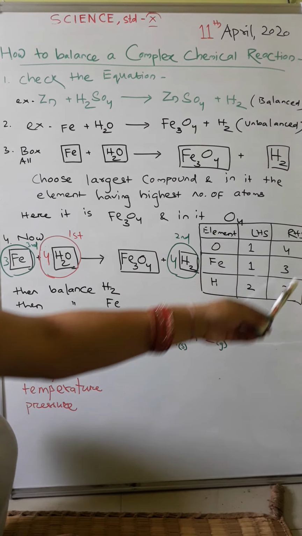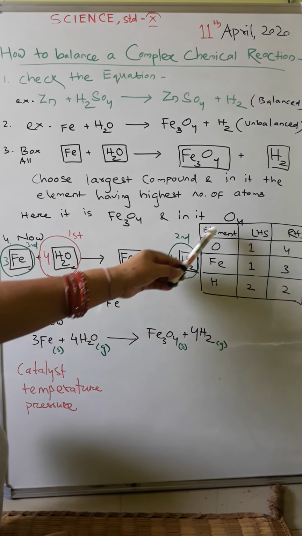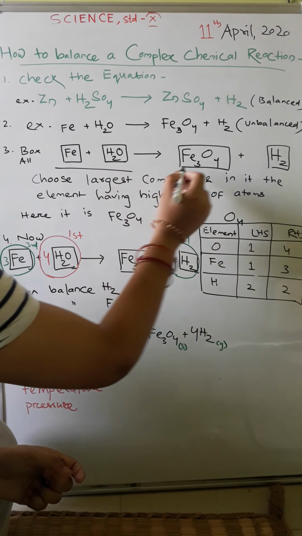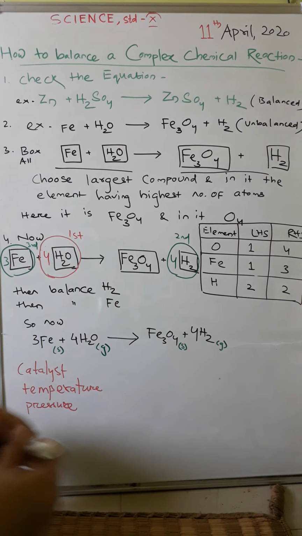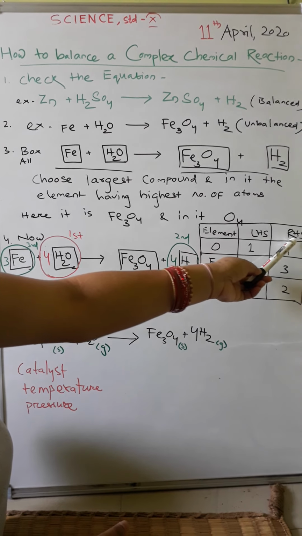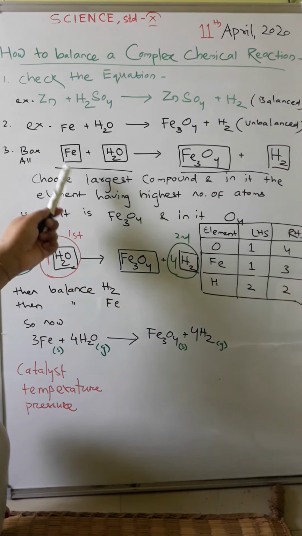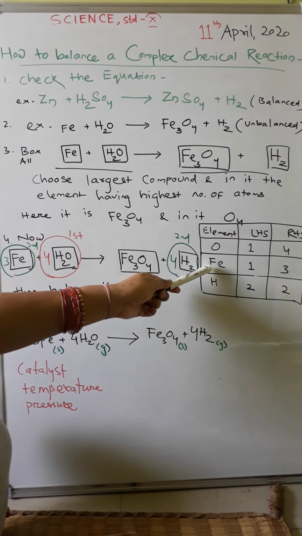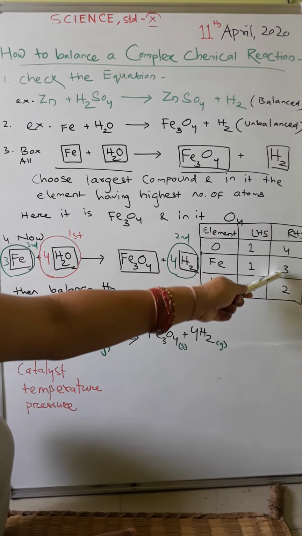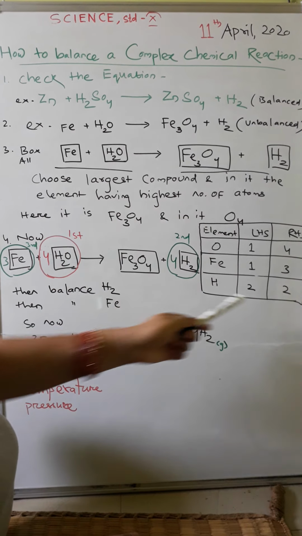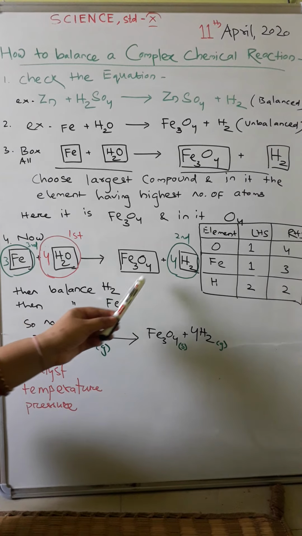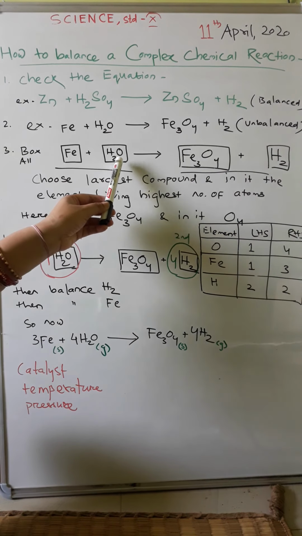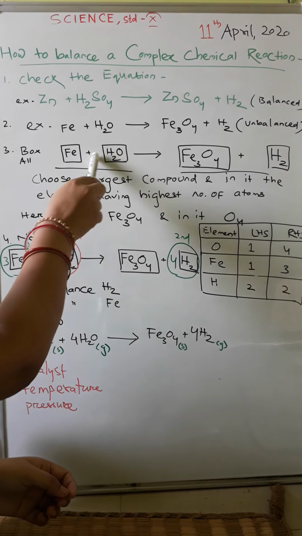Now we will draw a box, a simple box. Name of element, LHS and RHS, which means this is the left hand side, this is the right hand side. Left hand side means the reactants and the right hand side means the products. Oxygen on the left hand side is 1, on the right hand side it is 4. Then Fe or iron, here it is 1, here it is 3, and hydrogen here is 2, here it is 2. So first I will balance the number of oxygen. As oxygen here is 4 and here it is 1, I will add a coefficient 4 here.